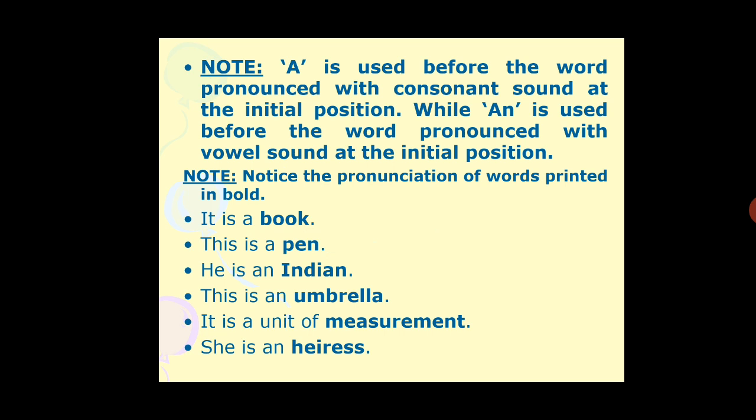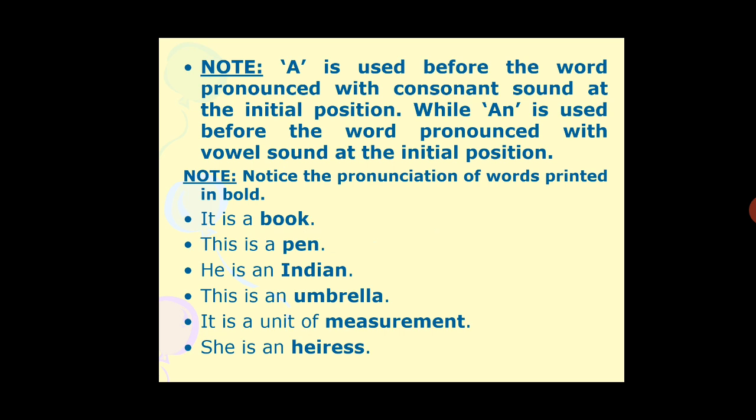Here you need to understand one more very important thing. The note is given over here. A is used before the word pronounced with a consonant sound at the initial position. Means you might be having a confusion where to put a and where to put an.